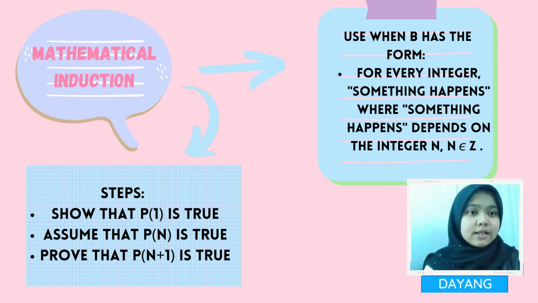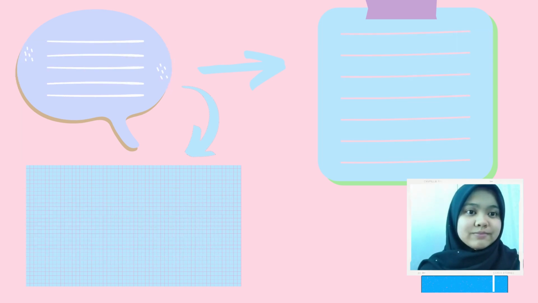Next is mathematical induction, used when B has the form "for every integer, something happens," where something depends on an integer. To prove using mathematical induction, we need to show 3 steps. The first step is P1 is true, the next step is we assume that Pn is true, and the last step is we need to show that Pn plus 1 is true.